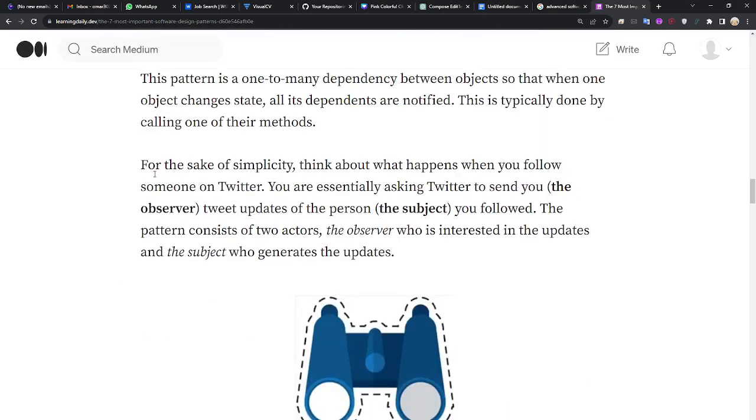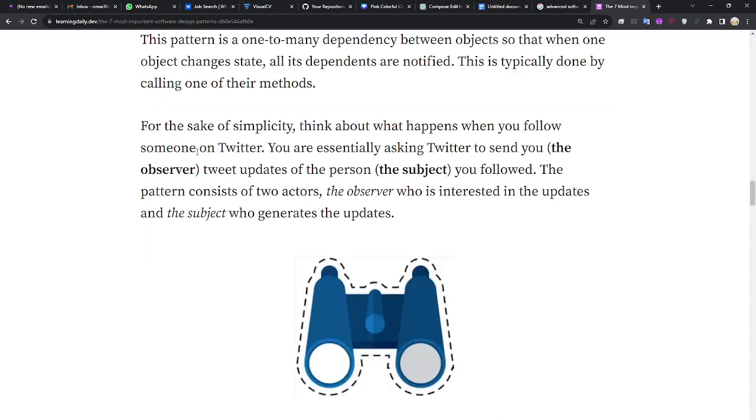الobserver. This pattern is a one to many dependency between objects, هي relationship one to many object, so that when one object changes, أول لما object بيتغير الستيت بتاعته بتتغير, all its dependents, كل المعتمدين عليه, are notified, بيجي لهم إشعار أو notification بشكل تلقائي. This is typically done by calling one of their methods. For the sake of simplicity, think about, من أجل البساطة فكر في, what happens when you follow someone on Twitter. إيه اللي بيحصل لما أنت بتعمل فولو لحد على تويتر.